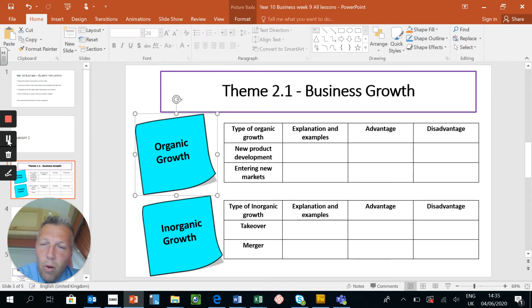Entering a new market also could be internationally. You could enter a new market in terms of going to a different country. So a UK business might want to enter the American market or the French market. Tesco's is a good example of that. Tesco's entered the market in China. Also, there are Tesco's in France. So entering new markets.